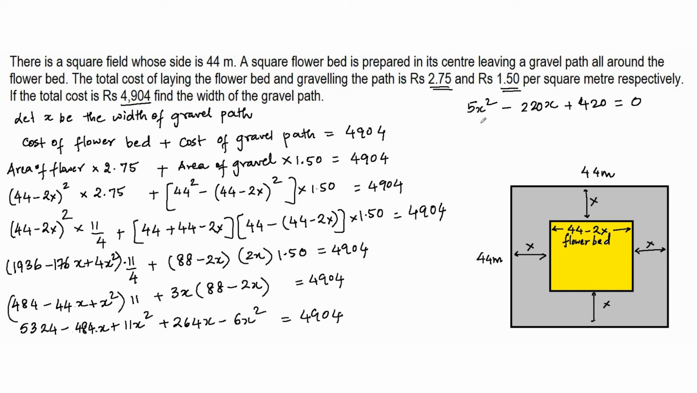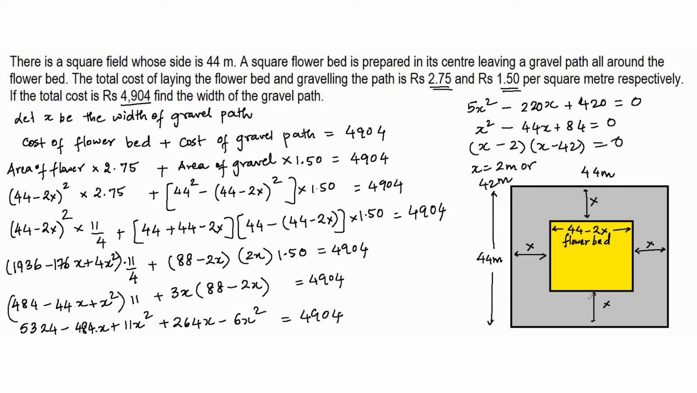Now everything is divisible by 5, so this becomes x square minus 44x plus 84 is therefore equal to 0. And now if you calculate, you get x minus 2 into x minus 42 is equal to 0, which means x is either 2 meters or 42 meters. Now here you will notice that x cannot be 42 because the total length itself is 44 meters. So you cannot accommodate two parts of 42 meters, which is why we discard 42 meters.